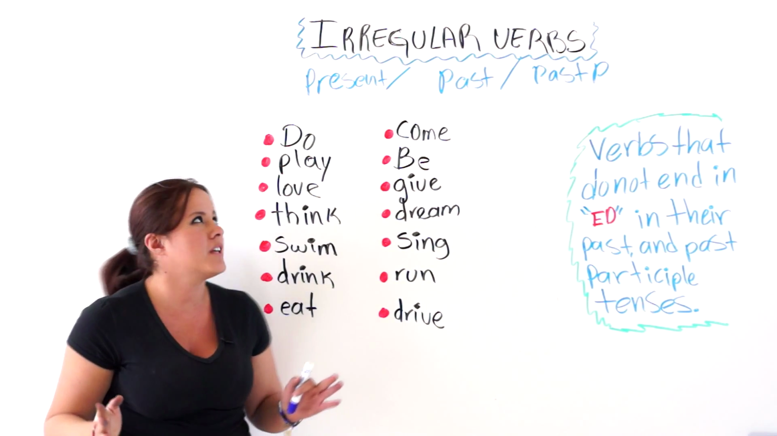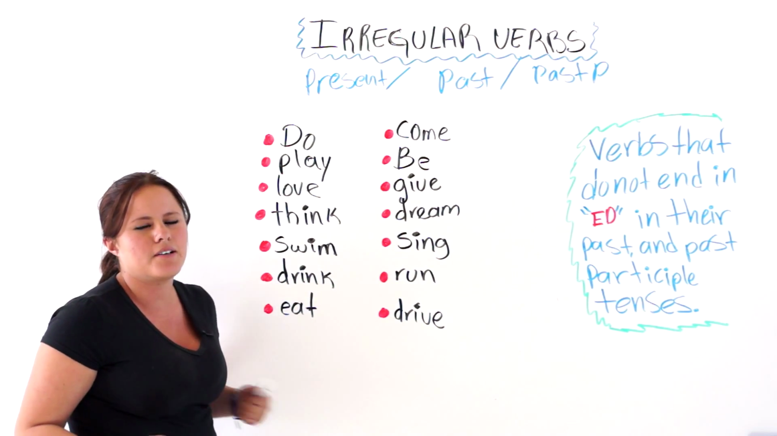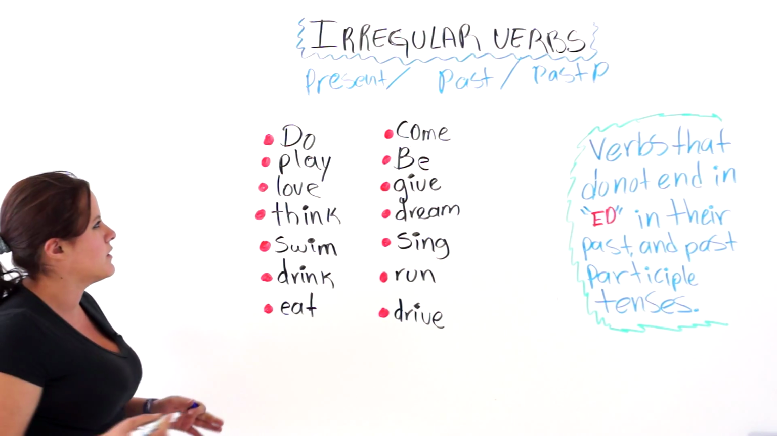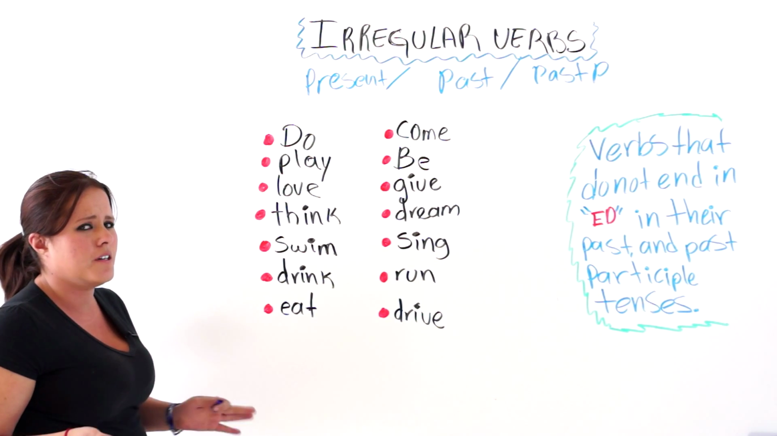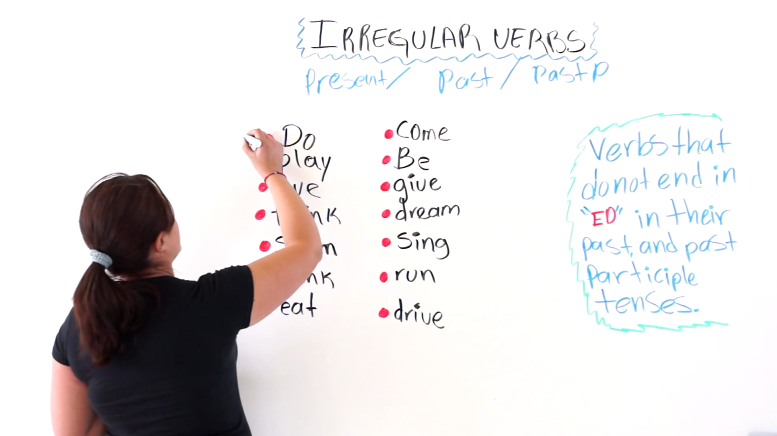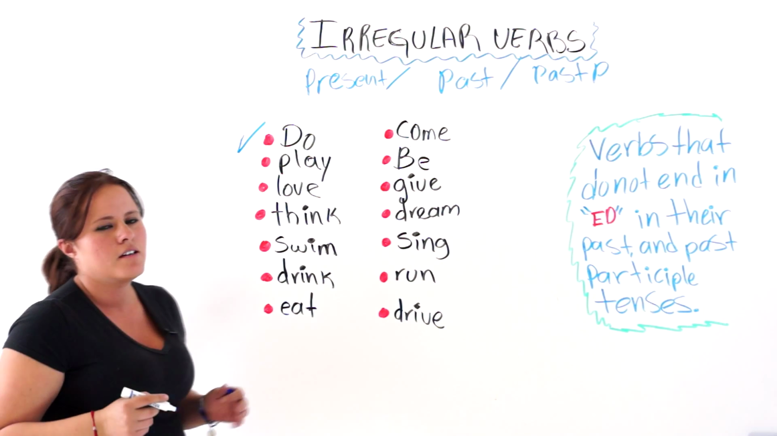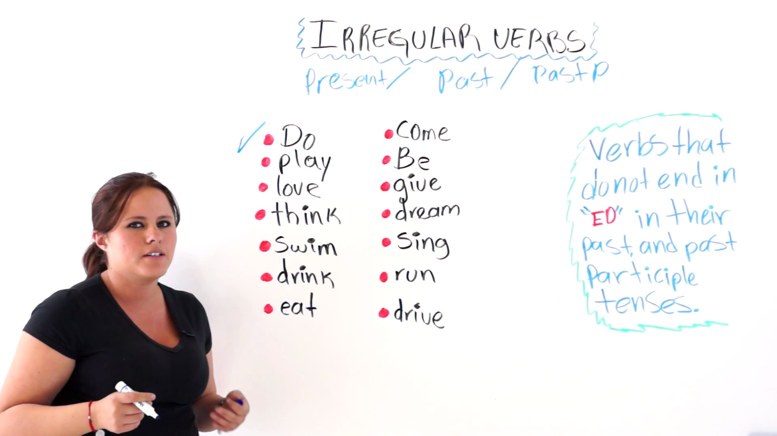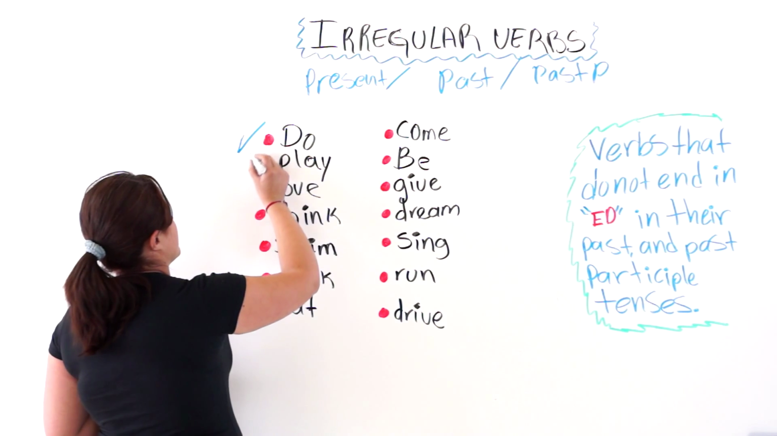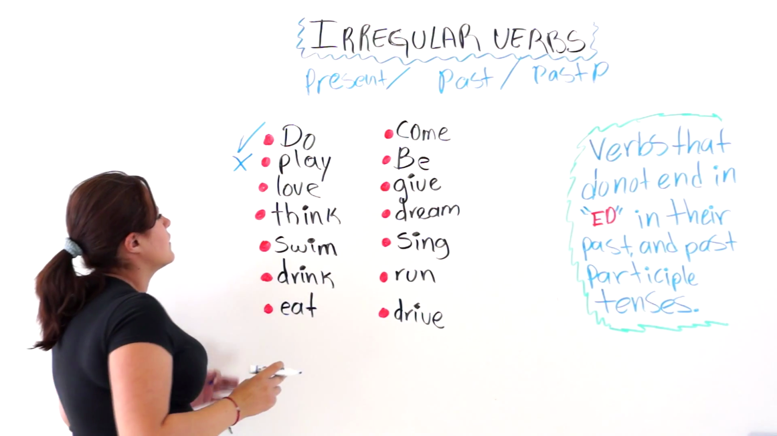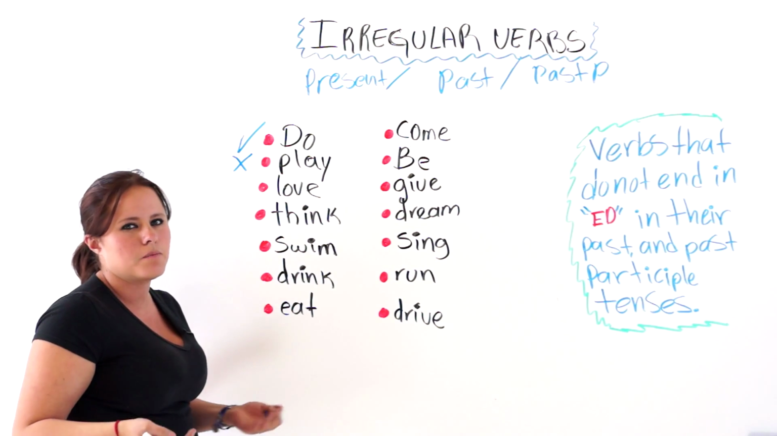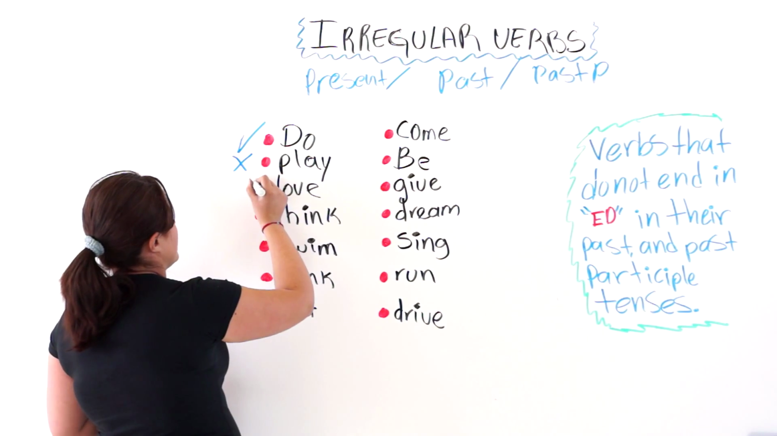Now, help me tick the irregular verbs here and cross out the rest. The first one is do. We know that the past of do is did and the past participle is done. They do not end in ed, so this is an irregular verb. Play. The past of play is played. So it does end in ed in the past and past participle. So this is a regular verb. Love. You just add a d to it and it ends in ed in the past and past participle tense. So this is a regular verb.